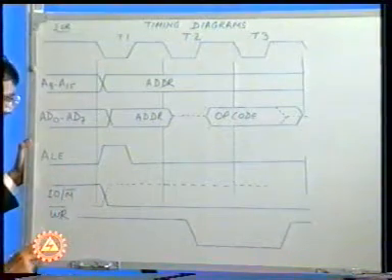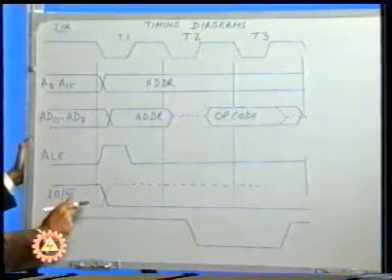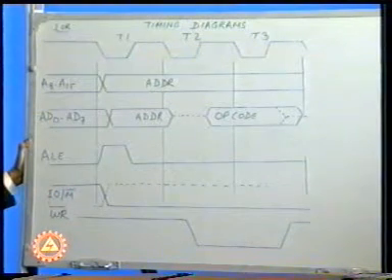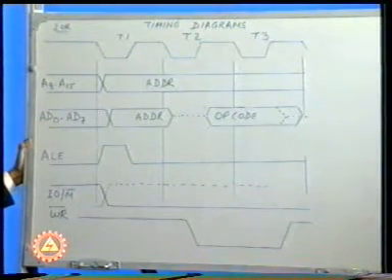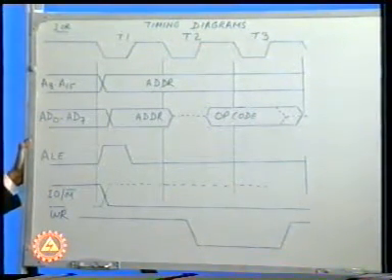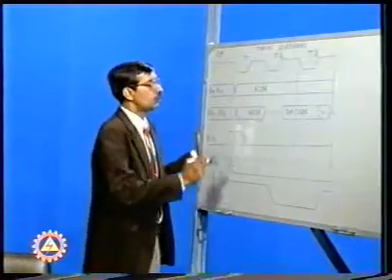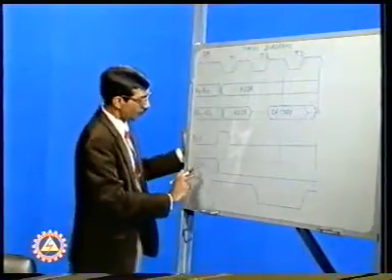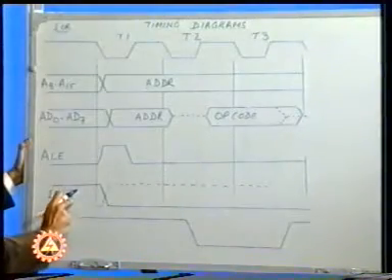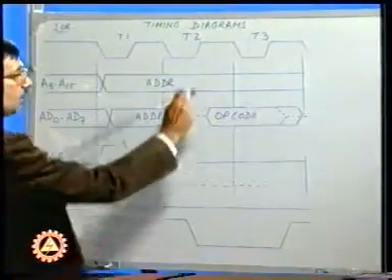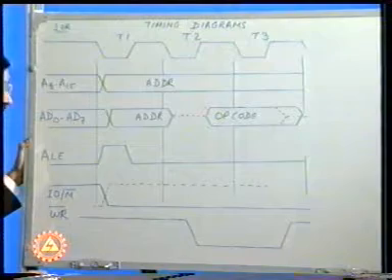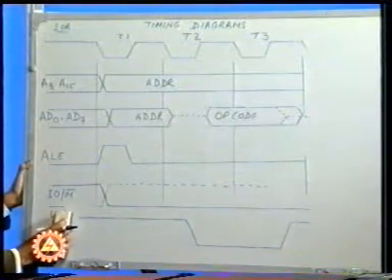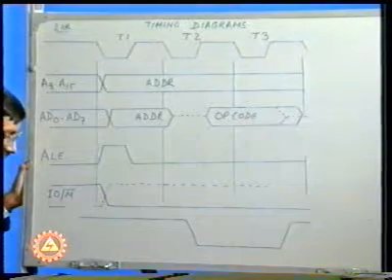Then ALE goes high. The IO/M bar signal would go high, indicating that now the microprocessor wants to interact with the input-output device. In case it wants to read, that is what we want to achieve here. Once the IO/M bar has gone high, during the second T state, the signal which we have to use here would not be WR bar, but it would be RD bar.